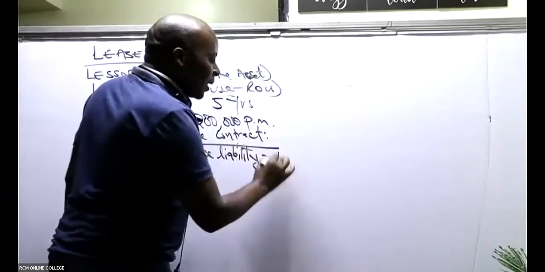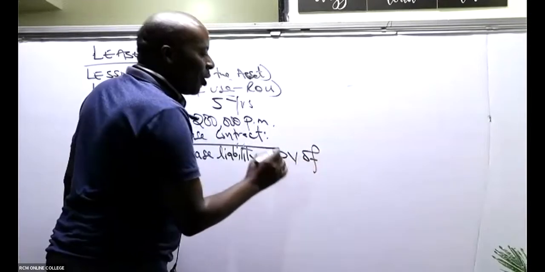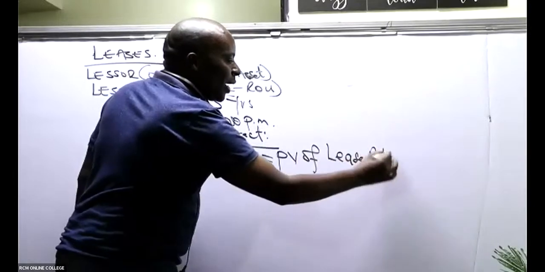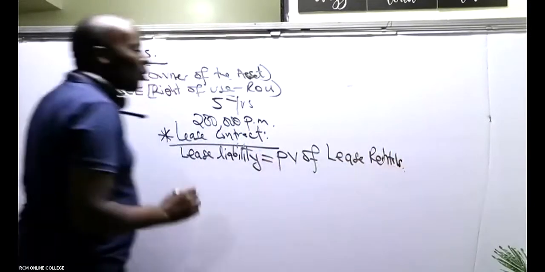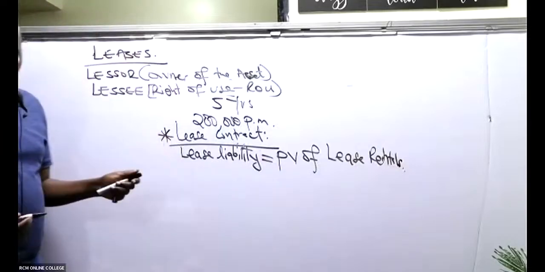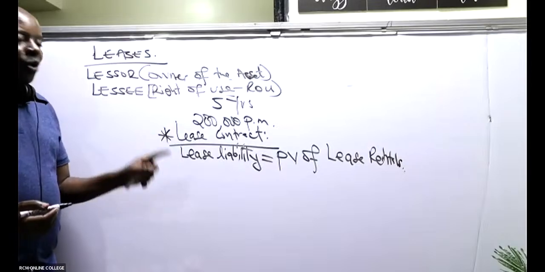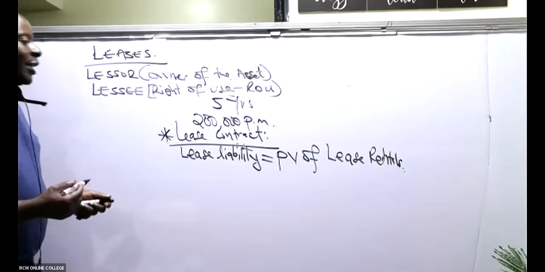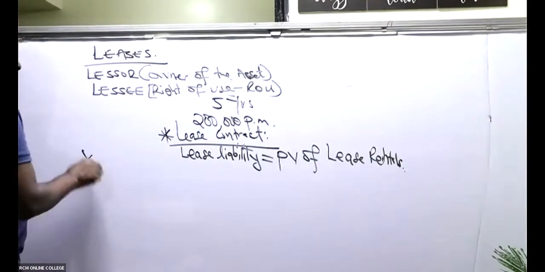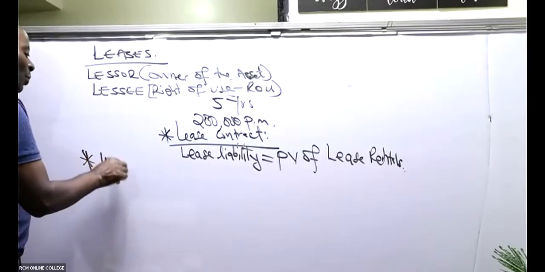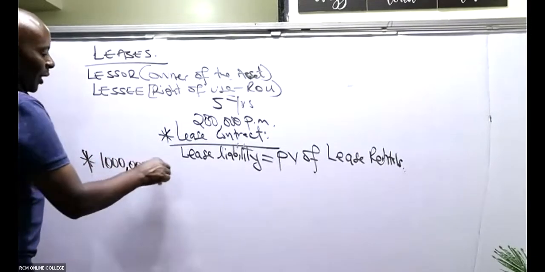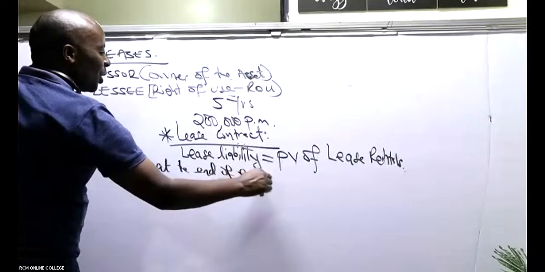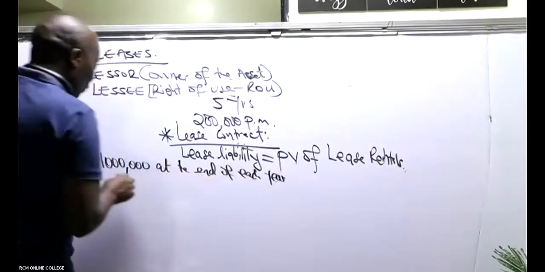And to get this lease liability, we normally take the present value of lease rentals. And I told you, ladies and gentlemen, in financial reporting, you'll not even be given tables. You need to know how to calculate this. So assuming, for example, we have entered into a contract where somebody wants us to be paying 1 million shillings at the end of each year for 5 years.